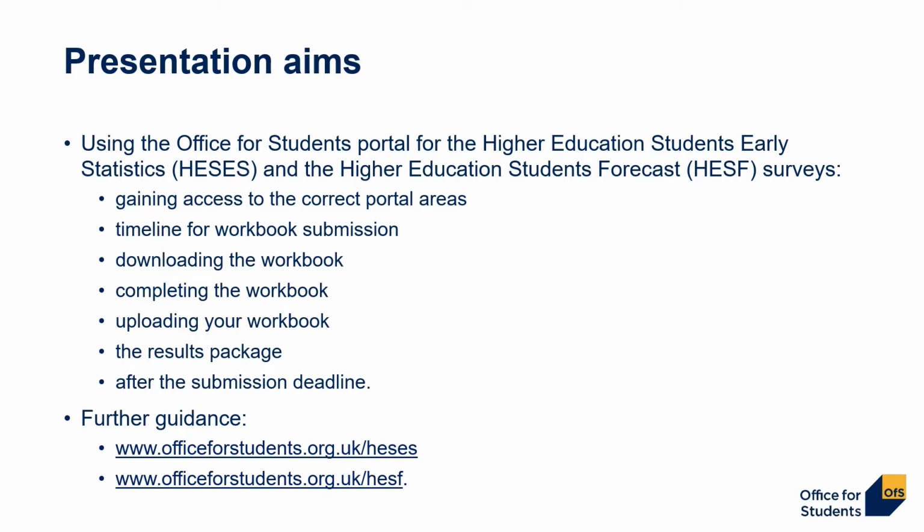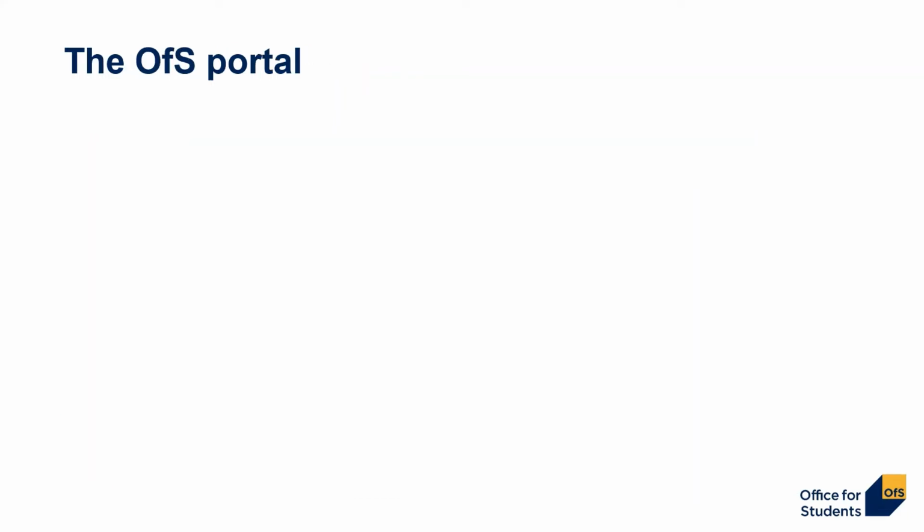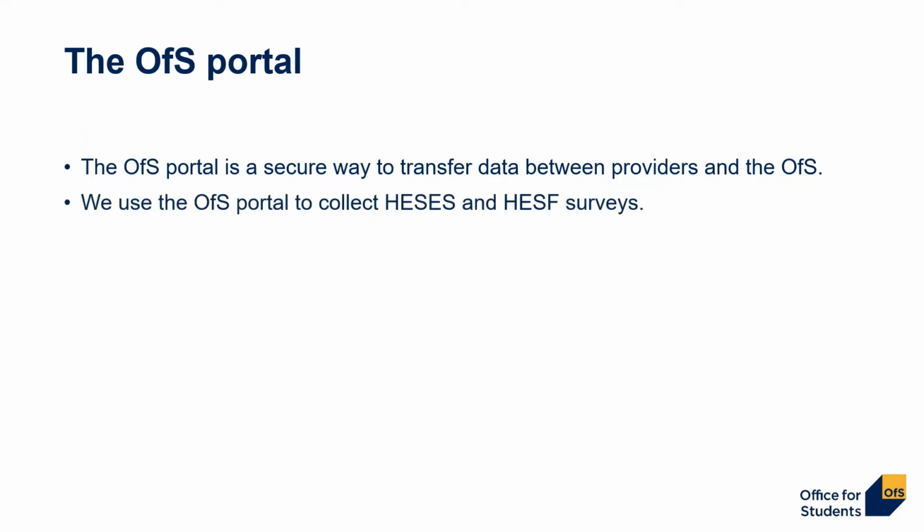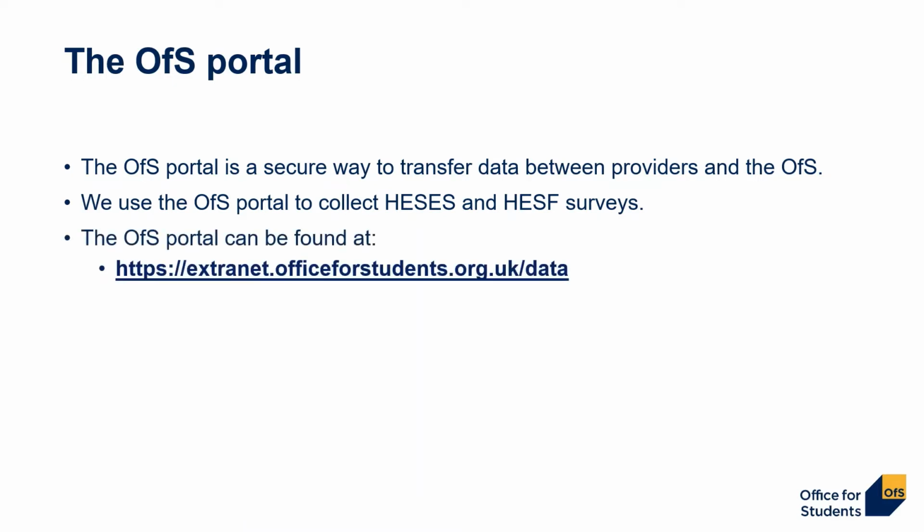Let's start by considering the OFS portal. The OFS portal is a secure way of transferring data between providers and ourselves. We use the portal to distribute and collect the HESES and HESEF surveys. The portal can be accessed at https://extranet.officeforstudents.org.uk/data. It's important that you maintain the HTTPS prefix at the start of the URL in order to access the portal securely.